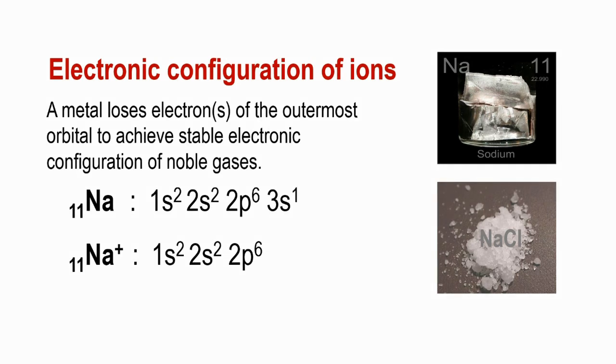Electronic configuration of ions. A metal loses electrons of the outermost orbital to achieve the stable electronic configuration of the noble gas. For example, sodium loses an electron in the third shell to become a sodium ion with only 2 shells, the same as the electronic configuration of the noble gas neon.